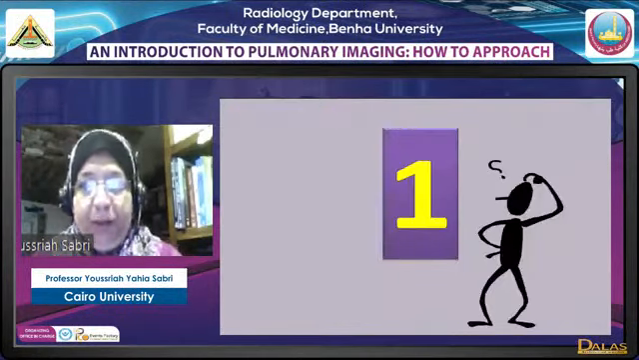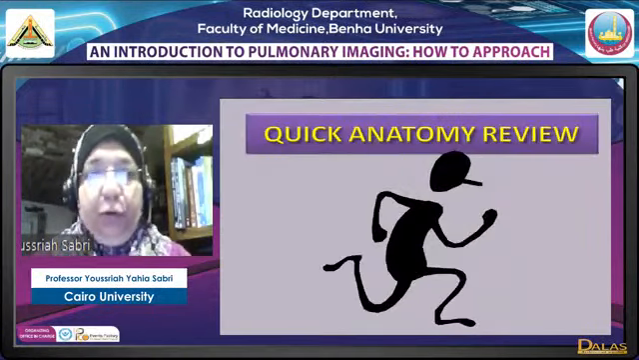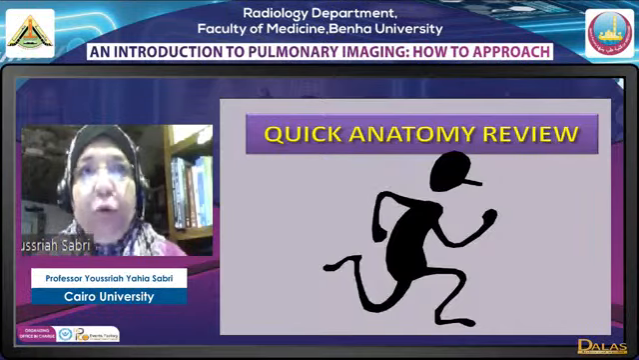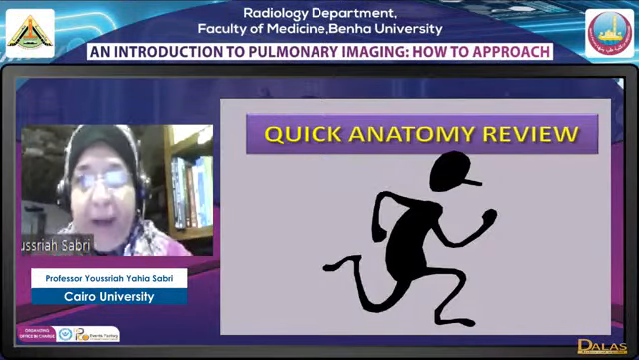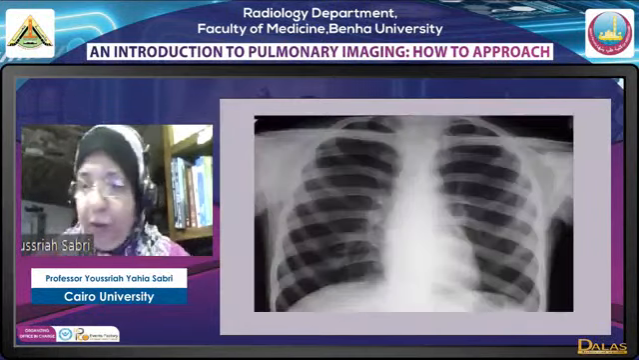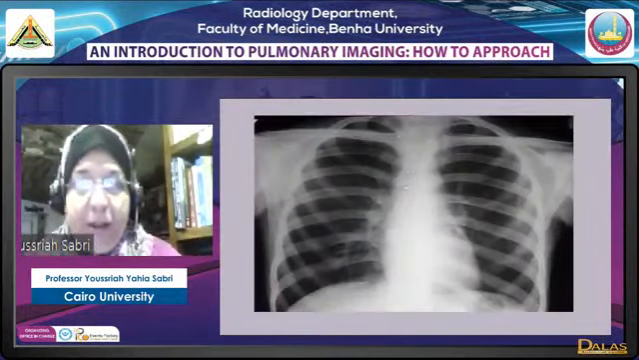Now, to start with, we're going to go through a quick anatomy review. Anatomy is a main tool for the radiologist. مش حاجة خدها وامتحن فيها وخلاص, ده يعني it's one of the main tools. To start, we have this chest X-ray PA view.